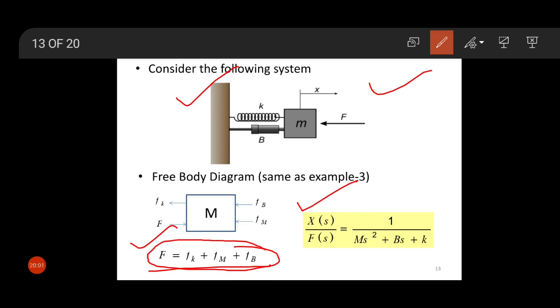I hope you people have understood how we draw a free body diagram from a translational mechanical system, and how we find the transfer function of this mechanical system.